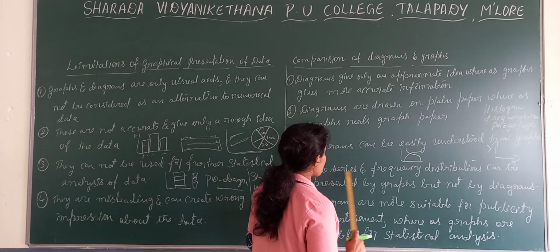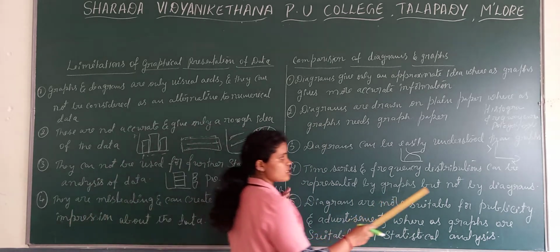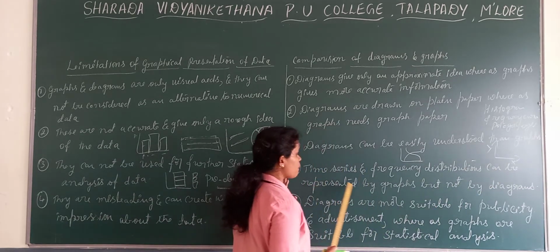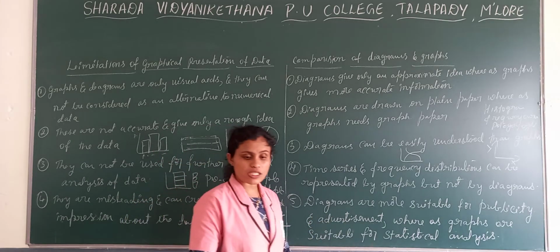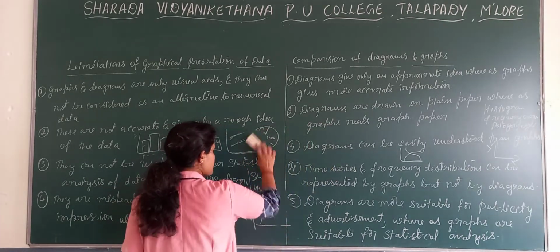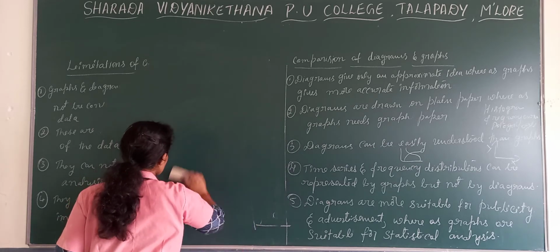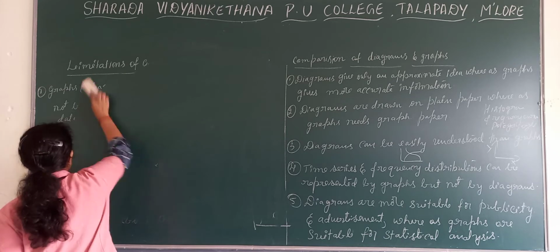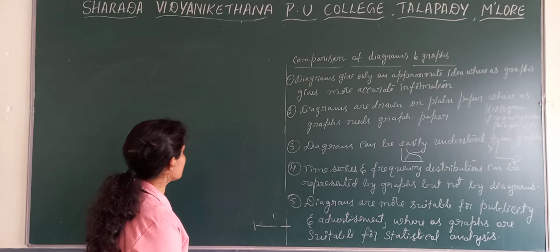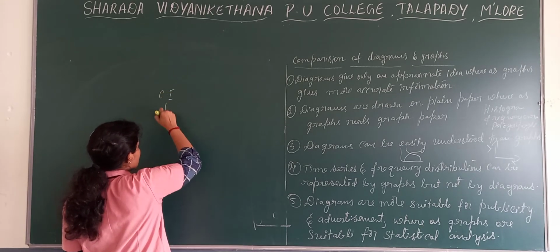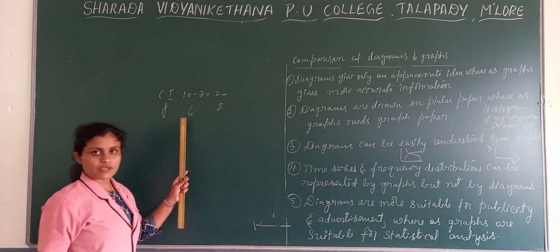Next, fourth one, time series and frequency distribution. Time series and frequency distributions can be represented by graphs but not by diagrams. What is a time series? There is one chapter in the second year class, that is time series. As for frequency distribution, you know that we represent it in the form of a graph with class intervals and frequencies, such as 20, 22, 30 and 6, 8. So these are frequency distributions.